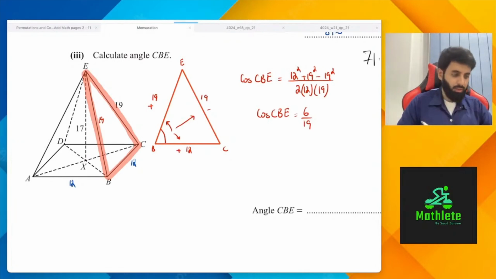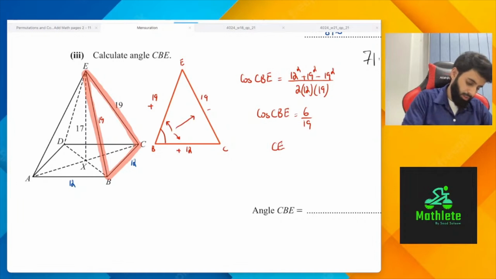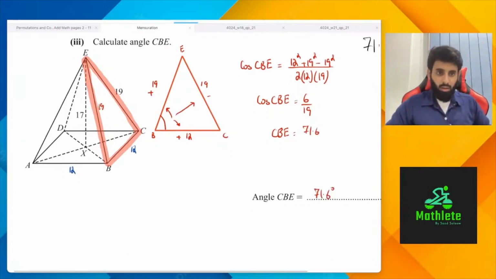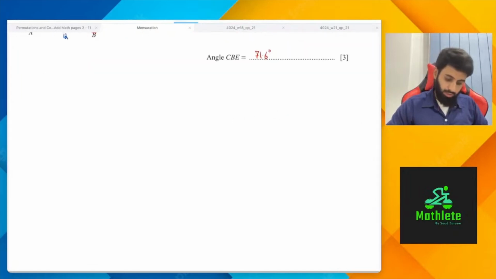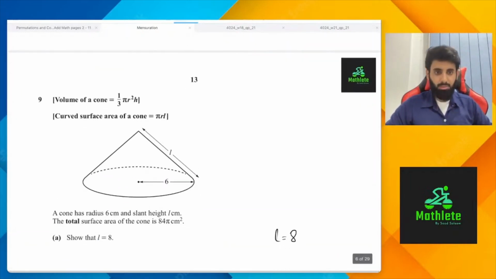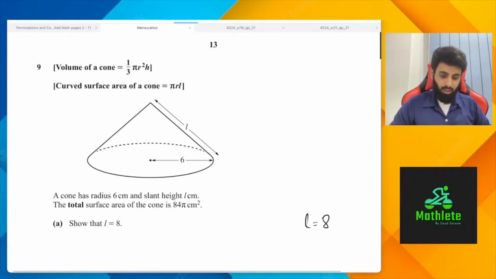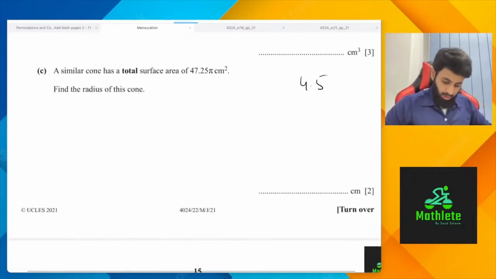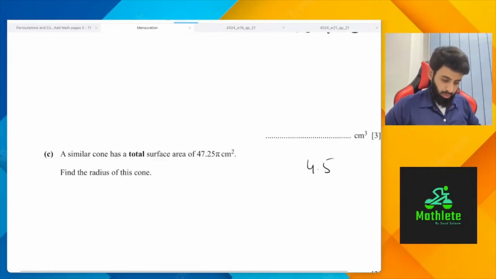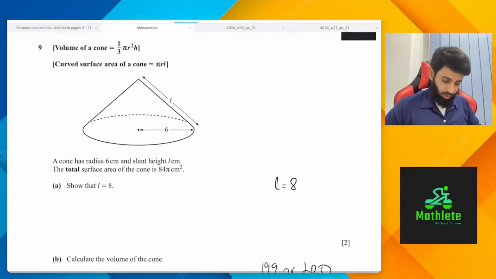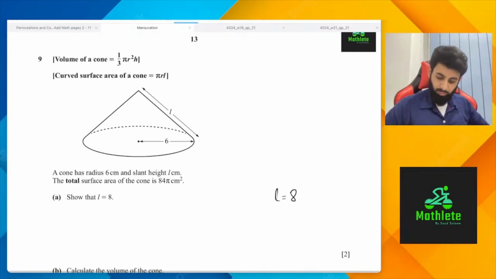Let's do cos inverse of the answer. So we have 71.59. We will make it 71.6 degrees. Okay, great. Now trigonometry is usually a topic that comes with Pythagoras theorem, so these two topics kind of go hand in hand. Okay, another question. This is from May June 2021, paper 2, variant 2, the very last paper. Not the mini series, but other than that.